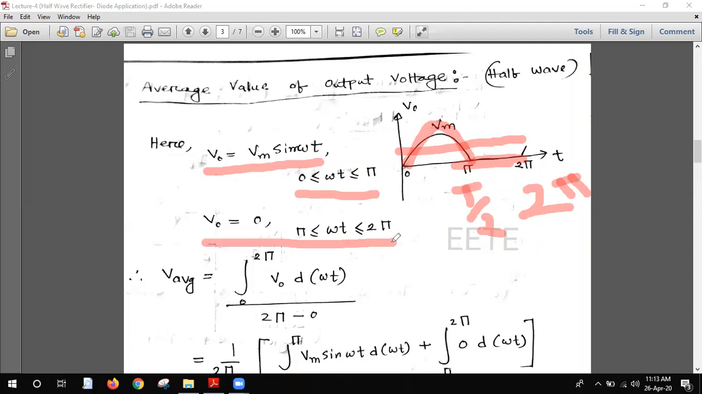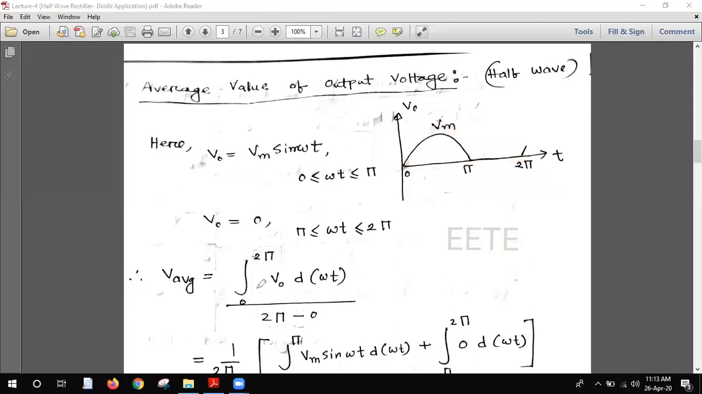Now we'll get the average output voltage. From zero to twice pi will be the limit in the integration of V output d omega t, divided by the total cycle, twice pi minus zero. If we make this calculation, we will get the average voltage.